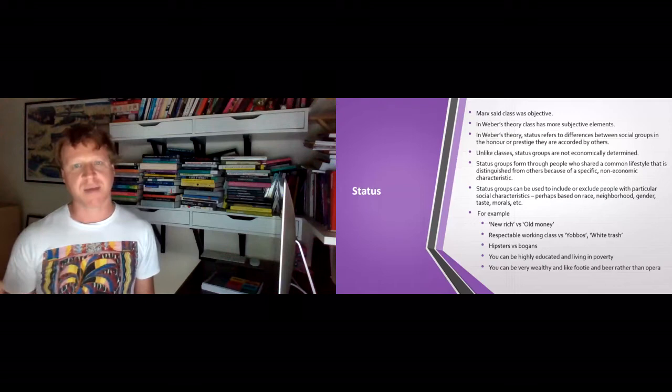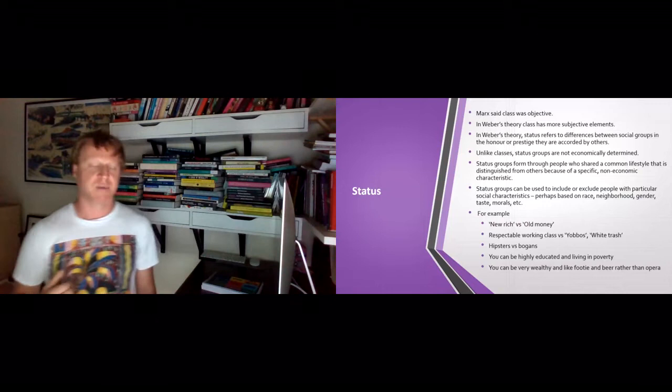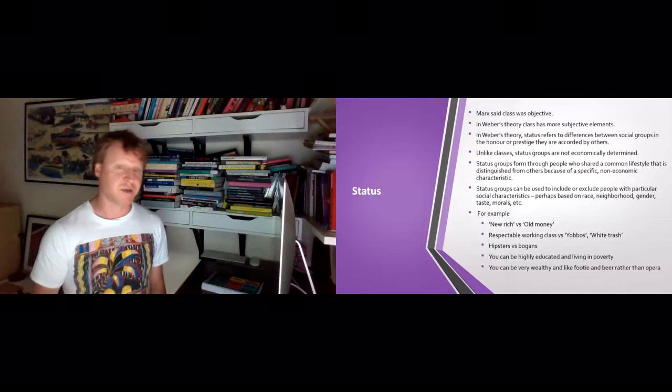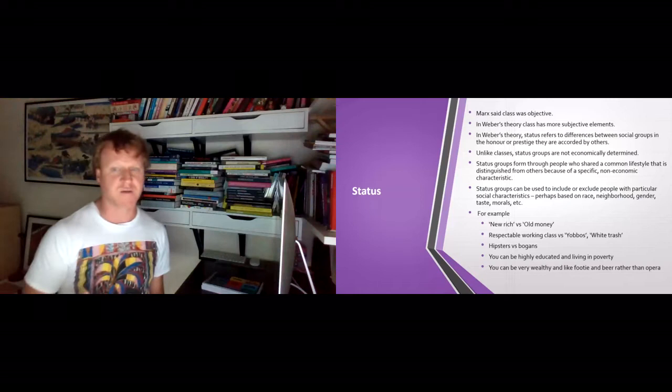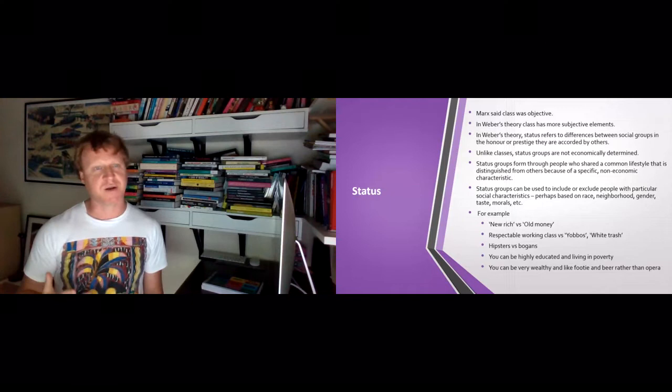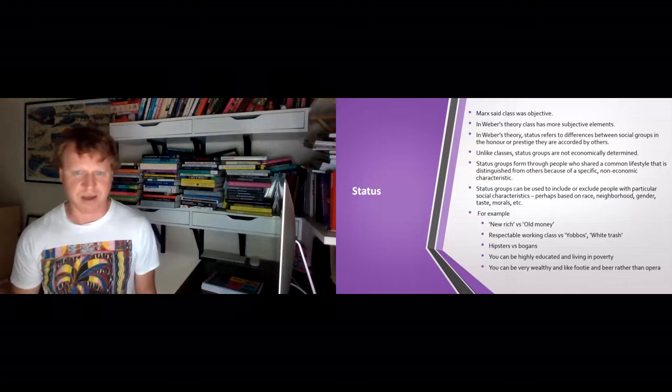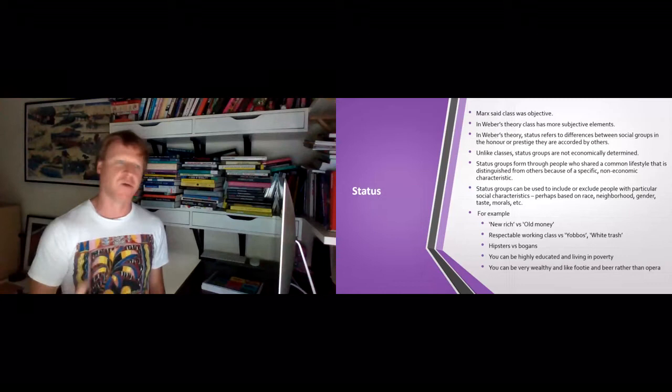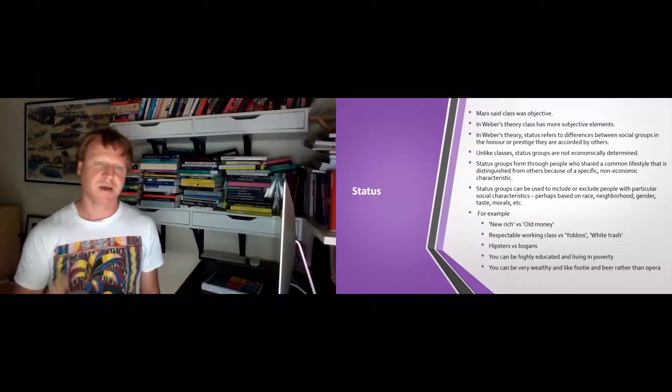Status groups, importantly, can be used to include people and exclude people with particular social characteristics that lead to certain lifestyles. And this also moves beyond just money to include things such as race and gender, where people are from, how people have different tastes and morals. So there's different status groups even within rich people, right? There's new rich and old money, and people that spend money in the wrong way are seen as vulgar or whatever. There's status distinctions within the working class, you know, respectable, hard-working working class people, as opposed to yobbos and white trash and bogans. And you can see that I've used things like that in terms around the figures of hipsters and bogan in my own work.